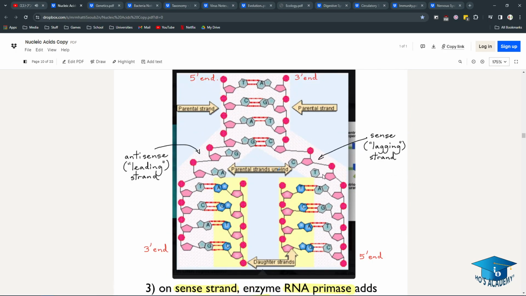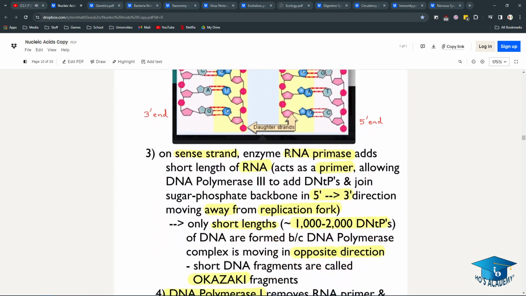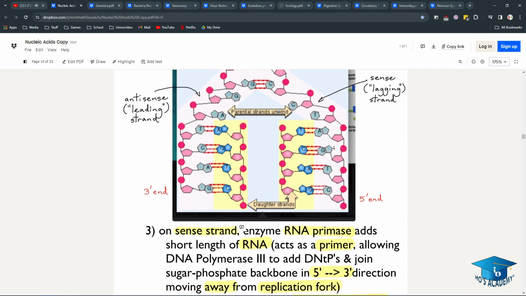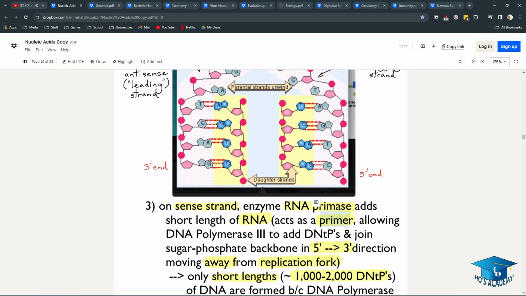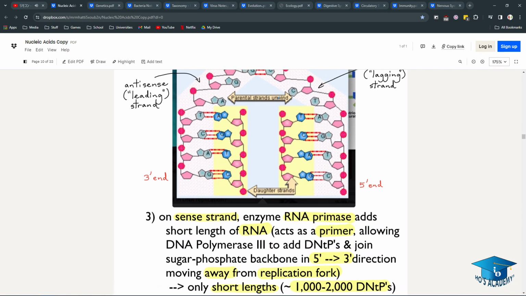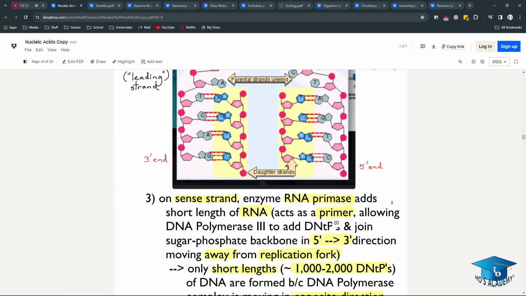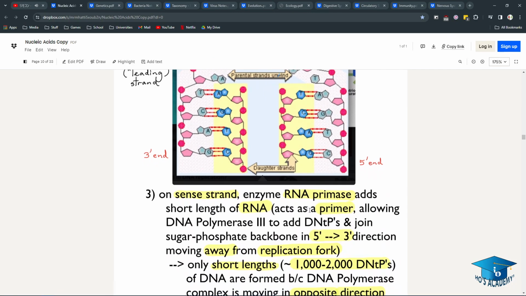So on the sense strand, RNA primase adds a short length of RNA to act as an anchor, as a primer, which allows DNA polymerase 3 to add dNTPs and join the sugar phosphate backbone in a 5' to 3' direction. Like, imagine when you're climbing up a mountain and you set a little hinge into the side of the wall, so you can climb up that short amount, but then you have to set the next hinge on and on and on.